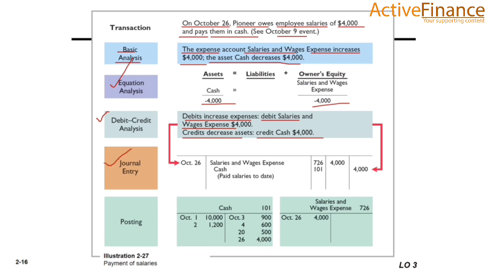So this is the general entry. Here salaries expense increases, so it is recorded on the debit side, 4,000, and cash decreases by 4,000, recorded on the credit side. In the posting step, we will mention 4,000 on the credit side of cash because cash decreases, and it is subtracted from the debit amount. For salaries and wages expense, we will open a new account titled salaries and wages expense, and then enter 4,000 on the debit side.